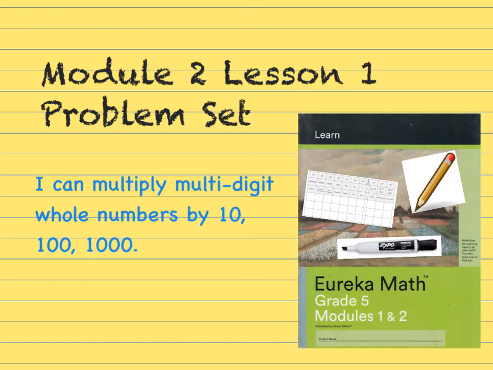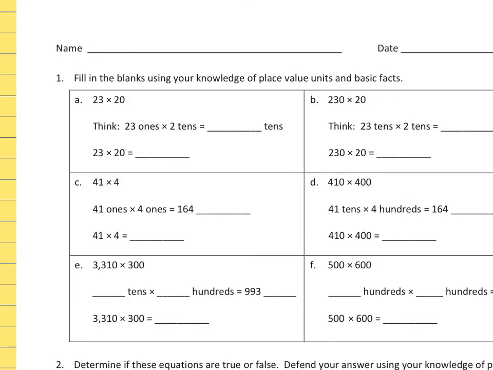So let's get started. All right, here we go, guys. Number 1, they want us to fill in the blanks. So let's box that in. Using what we know about place value units and basic math facts. So let's look at 1A. 1A is 23 times 20.